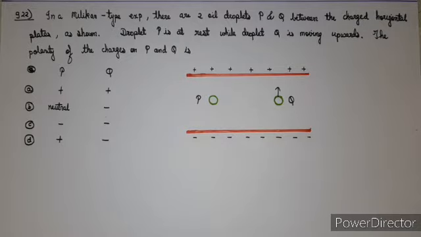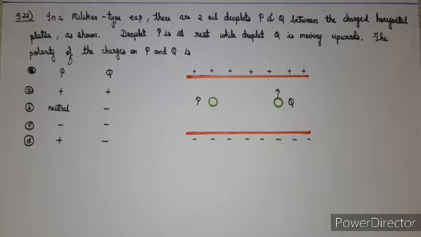It is given that in a Millikan type experiment there are two oil droplets P and Q between the charged horizontal plates as shown in the figure. Droplet P is at rest while droplet Q is moving upwards. The polarity of the charges on P and Q is: option A, both positive; option B, P neutral while Q is negative; option C, both negative; option D, P positive while Q is negative.